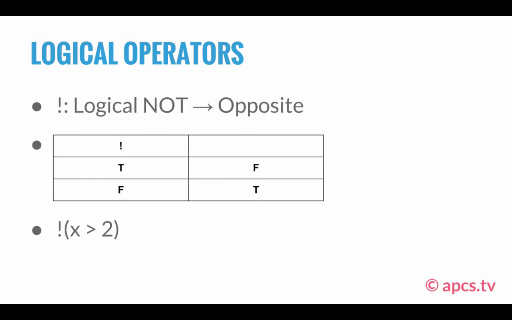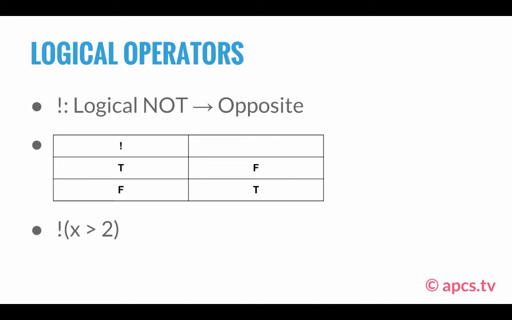Next, let's look at the logical NOT operator, which is simply an exclamation mark. Earlier in the course, we saw the equality operators, including exclamation mark equals, which represents not equal to. In Java, the exclamation mark represents not, or basically the opposite. So if you have not true, it would be false, and if it's not false, then it's true. There's only true and false, so if it's not true, it has to be false, and if it's not false, it has to be true.